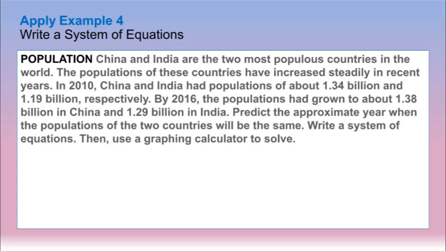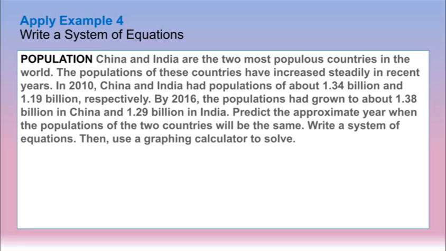By 2016, the population had grown to about 1.38 billion in China and 1.29 billion in India. Predict the approximate year when the populations of the two countries will be the same. Write a system of equations and then use the graphing calculator to solve. The first thing we need to do is come up with our equations, so we need to find our slope.